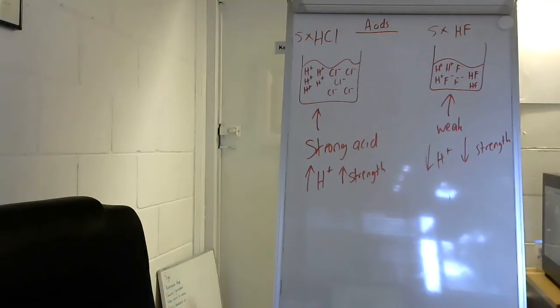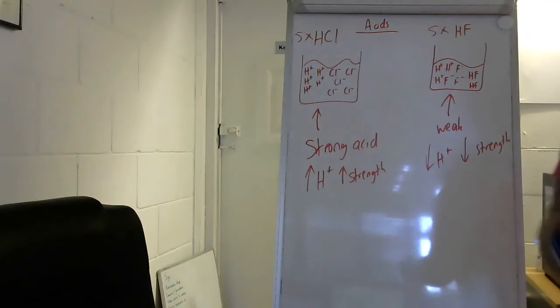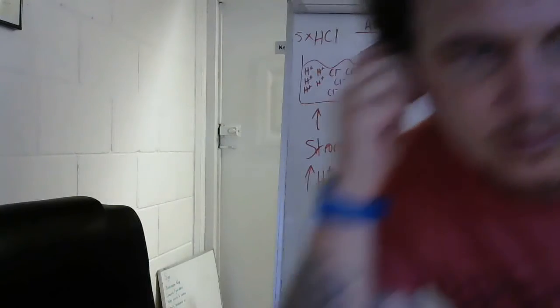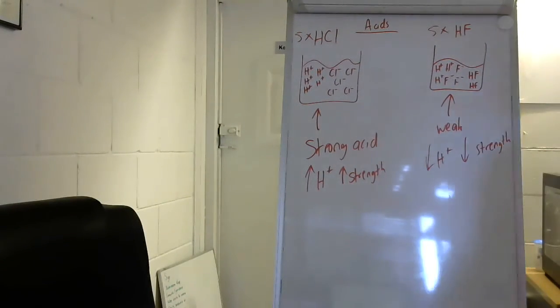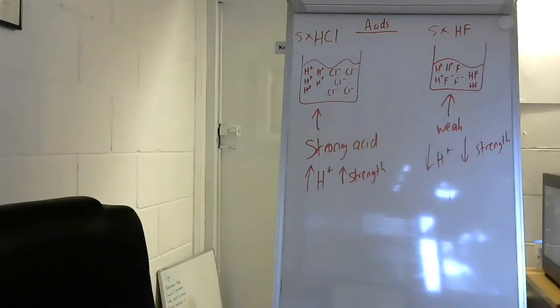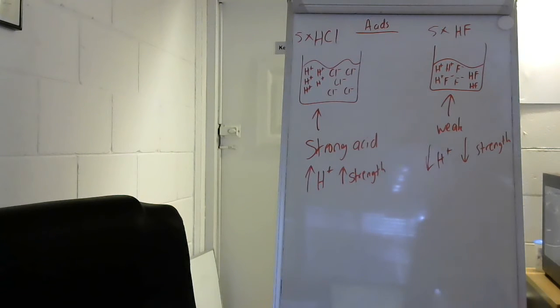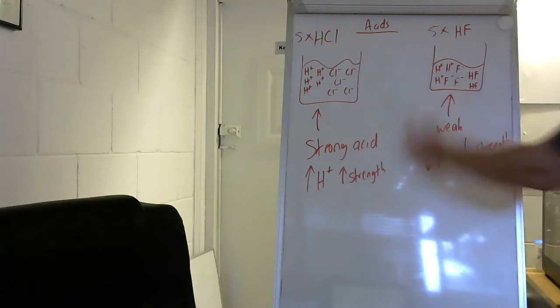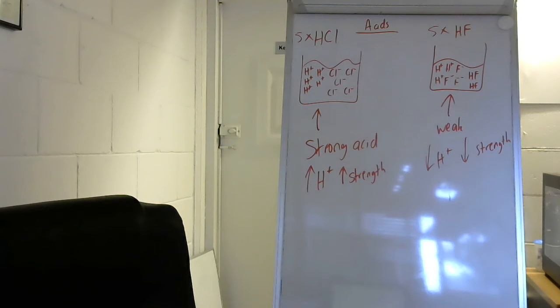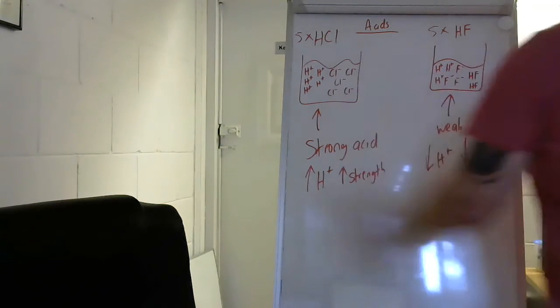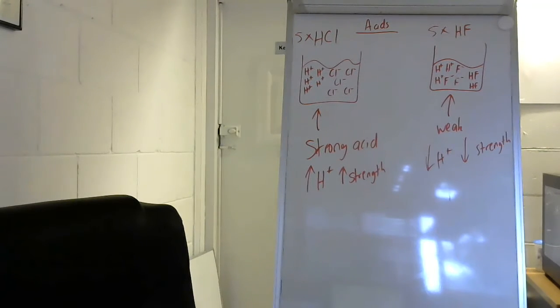Now I could sit here and go through bases, but bases are exactly the same. So with a weak acid, you don't get 100% dissociation into the solution. You only get, say, 3 out of 5. With a strong acid, you get H plus and Cl minus.